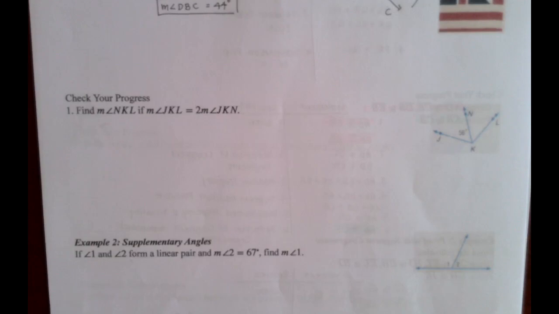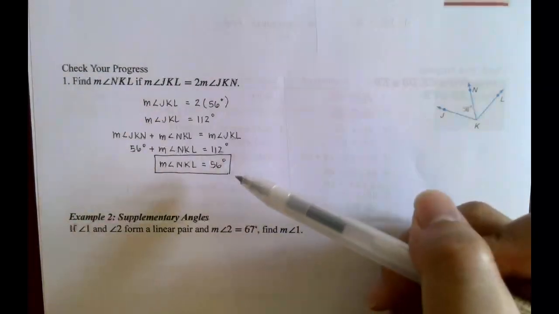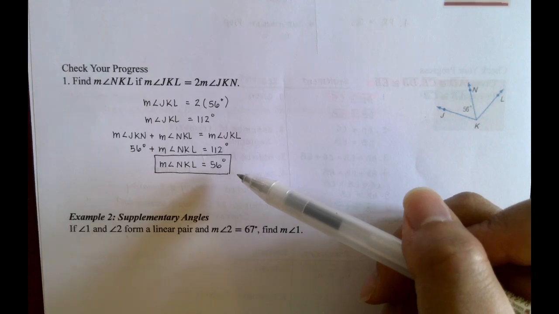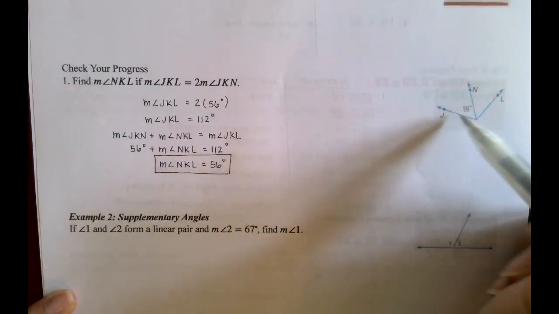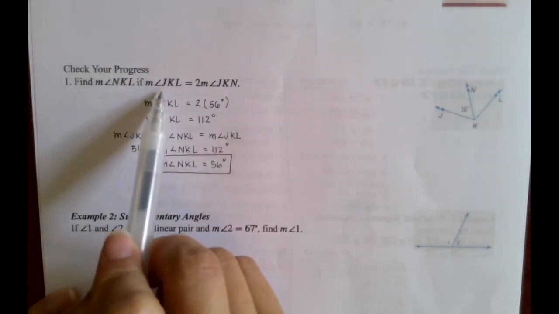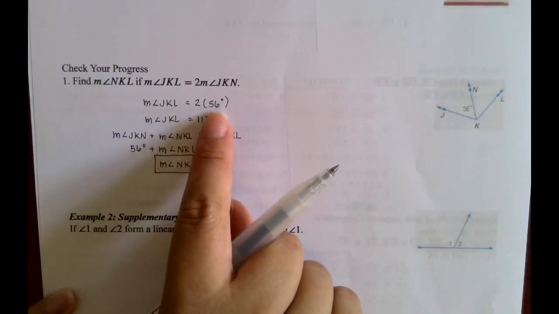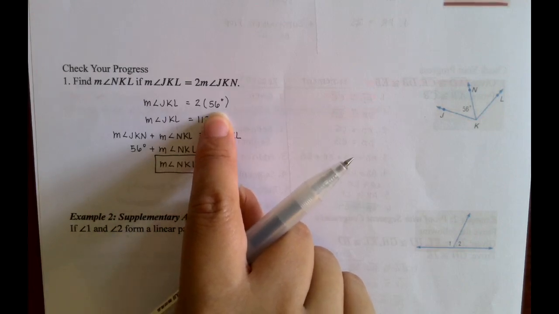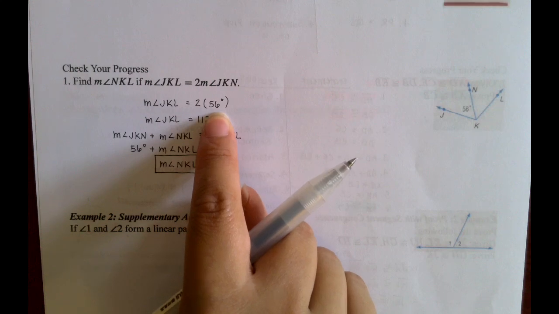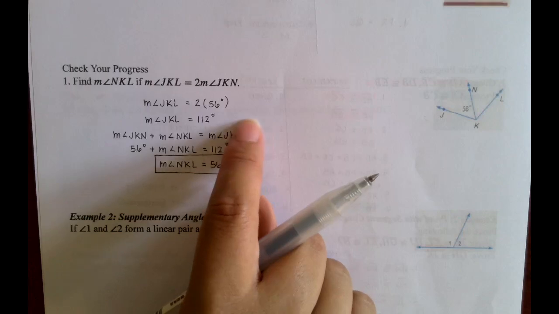So why don't you try check your progress 1, and then once you're done, come check your answer. This is the type of work and thinking you should have gone through. Measure of angle NKL is 56 degrees. So we know that measure of angle JKN is 56, and we know that measure of JKL, the total here, is 2 JKNs. So what I did is I replaced the measure of angle JKN with 56 degrees. That is due to the substitution property of equality. Then I just simplified. 2 times 56 is 112, so my reasoning would just be simplified.